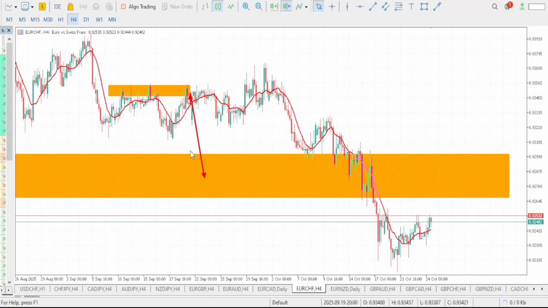Now let's take a look at what market is doing on our Swiss franc, Euro Swiss franc.